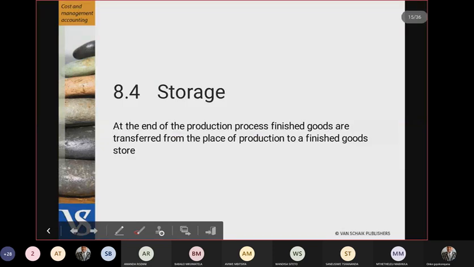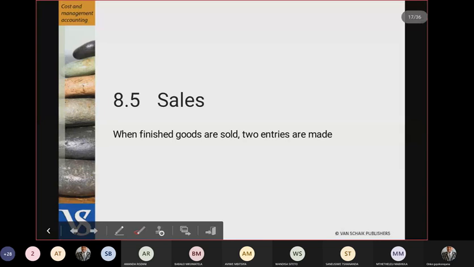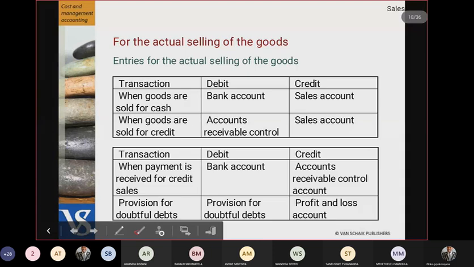So that's it. Once again, we finish our production. We cannot keep the finished goods on the production side. We need to transfer those goods back to the finished goods account. So these are the accounts that you have to do. You have to debit your finished goods control account and credit your work in process account to indicate that we've taken this out, and you start making your sales.